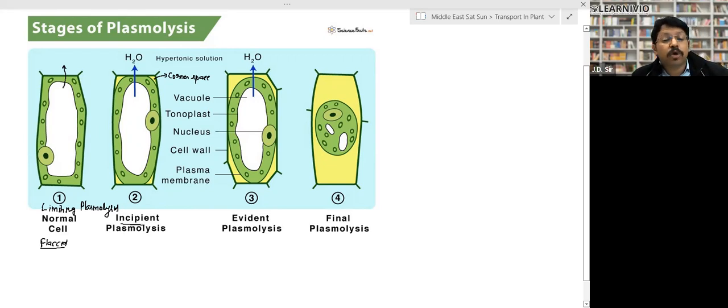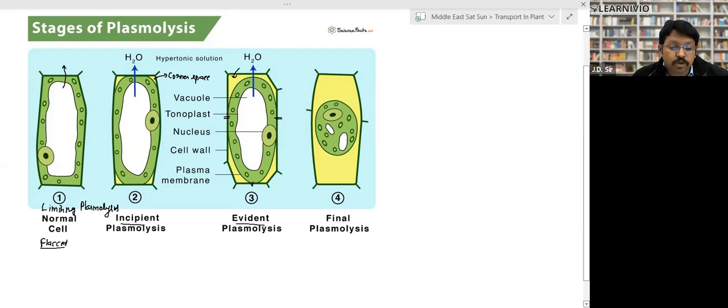When a more hypertonic solution is kept, the protoplasm will leave the cell wall except at two or three places. It is attached over here, over here, and over here, and has left the rest of the part. The hypertonic solution will go inside the space between the cell wall and plasma membrane. This stage is called evident plasmolysis.